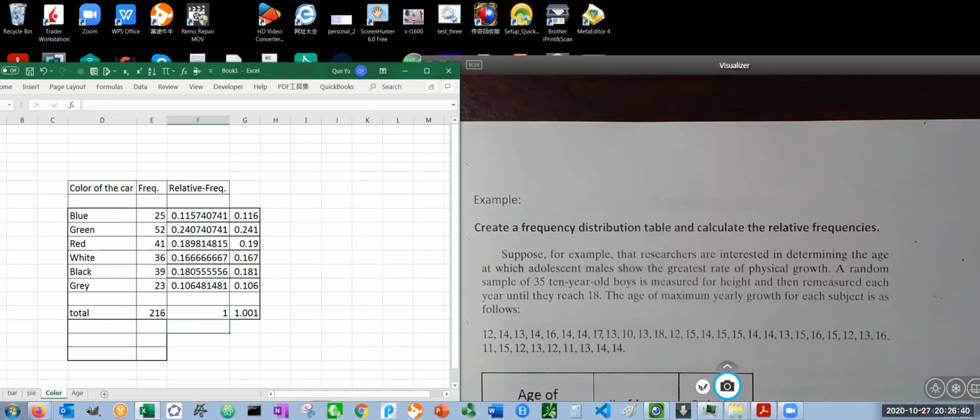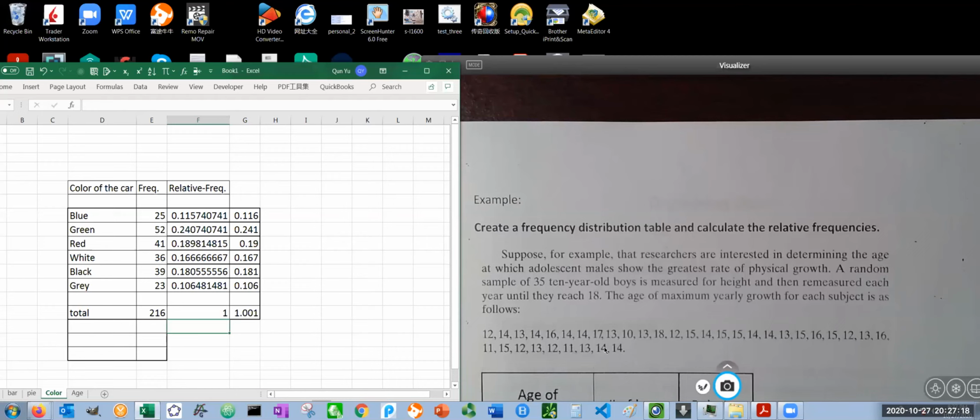So what does it mean, all these numbers? For example, the first one, 12. What does that mean? That's age. In other words, for that particular boy, he grew the fastest at age 12. Second number is 14. That means the other boy grew fastest at age 14, and so on. So this number represents the age at which maximum physical growth happened.